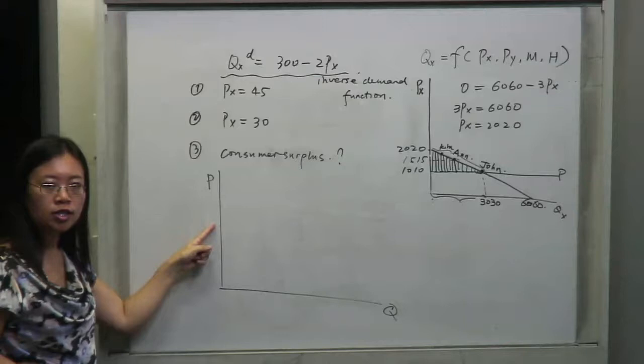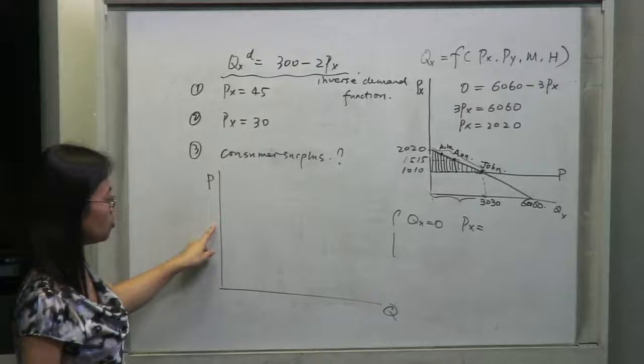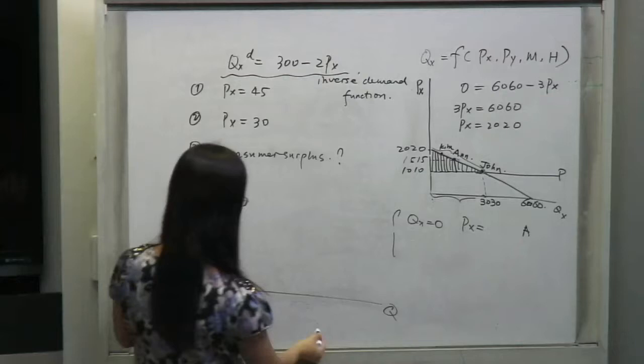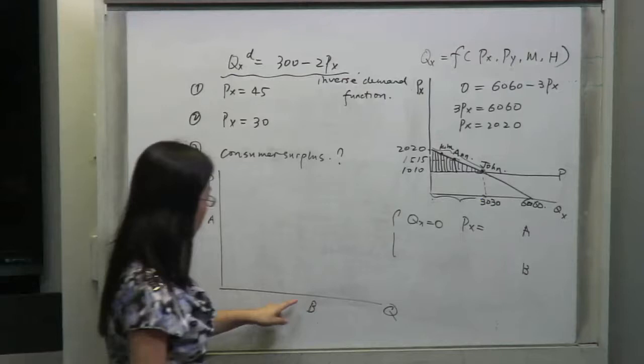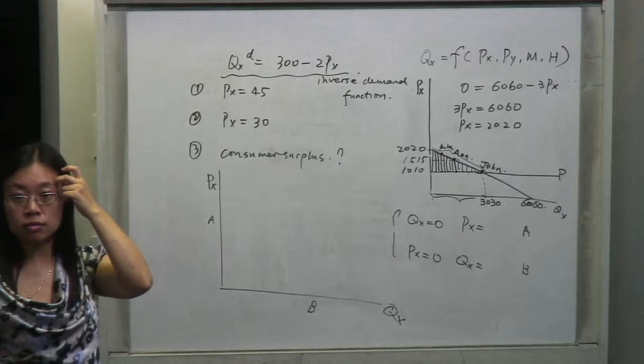is the point when Qx is equal to 0. So first, you need to find what Px is equal to when Qx equals 0. That is this point. I call it point A. Then you need to find a point along this horizontal axis, called point B. That's the point when Px equals 0, and you need to find the Qx. Are you following me here?